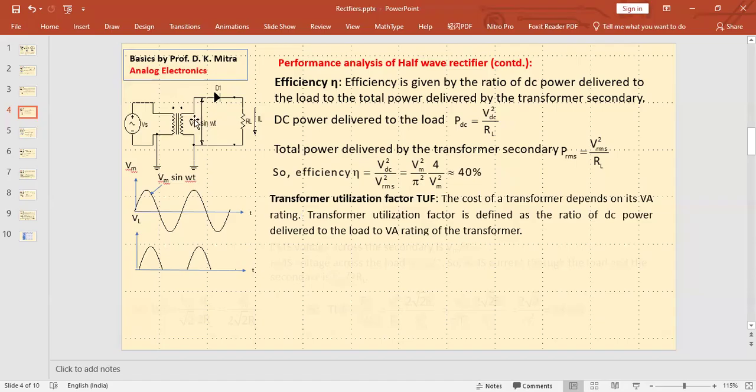Now we are using a transformer also, and we shall find out its VA rating. The cost of the transformer will depend upon its VA rating. And what is the transformer utilization factor? It is the ratio of the DC power delivered to the load to the VA rating of the transformer, right? Suppose you have to buy a 10 VA transformer, but the power delivered to the load is only 4 watt.